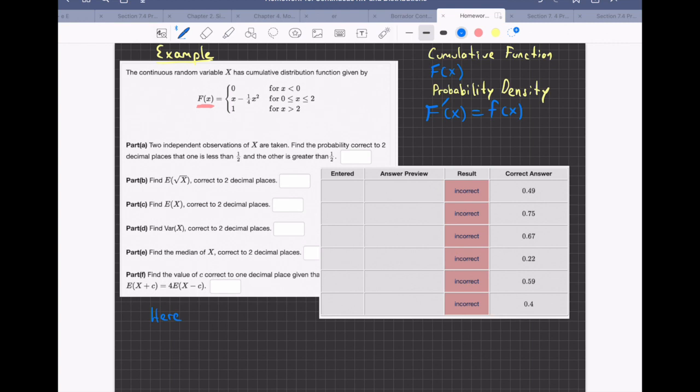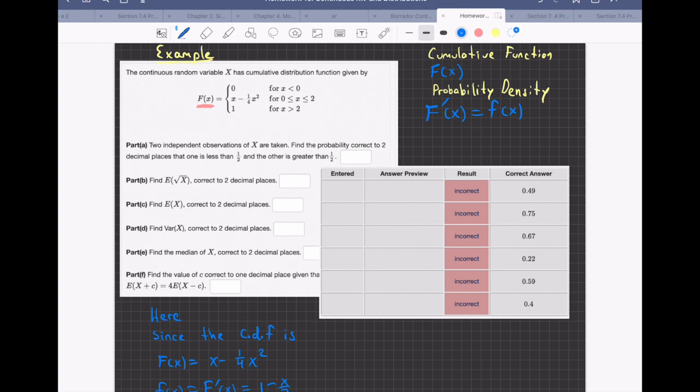Since the CDF is f of x, notice we can focus only on this part, because for any x negative, the cumulative is 0, and for any x greater than 2 it is 1. So I can focus only on the part from 0 up to 2. For 0 up to 2, the CDF is x minus 1/4 x squared. So you compute the derivative, you will get the PDF, I'm sorry, that is only 1 minus x divided by 2.